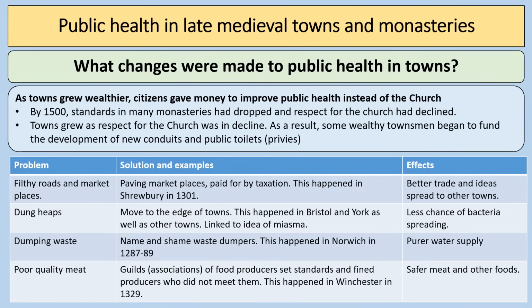And then guilds are really important. Guilds are associations or groups of food producers or linked to a particular trade that set standards, and they could actually fine producers who did not meet them. There are examples of people being fined in Winchester in 1329 for trying to sell poor quality meat. So that helped to improve food standards in medieval towns as well.